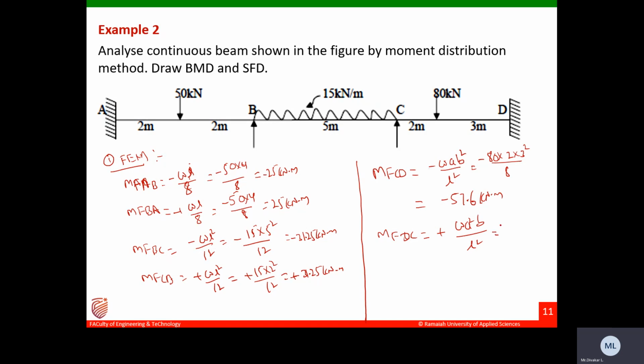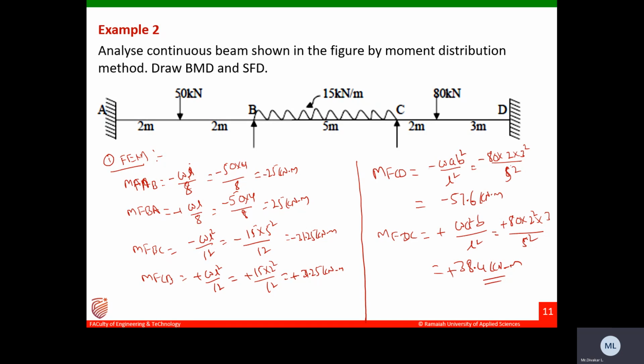So you will get plus 80 into 2 square into 3 divided by L square. This is 5 square, guys, please note. So we will get plus 38.4 kilonewton meters.